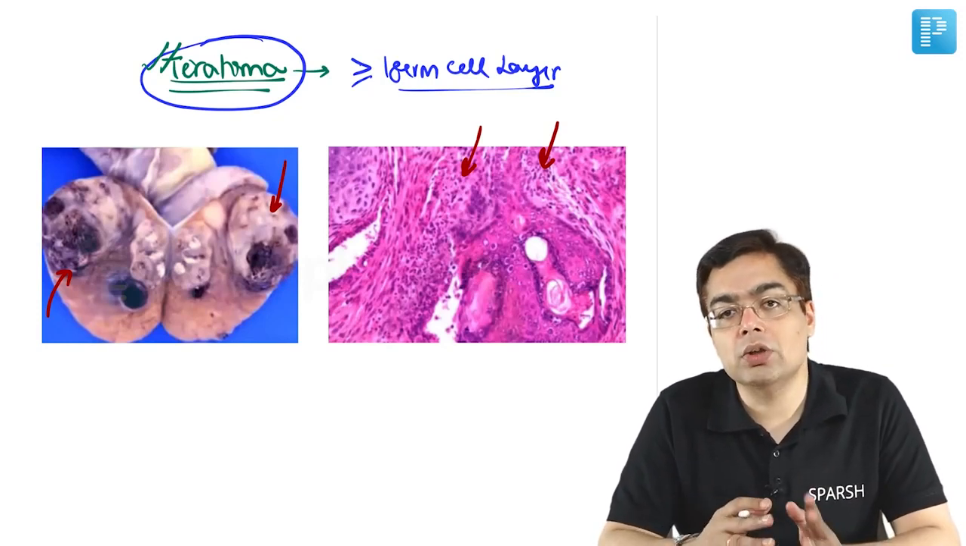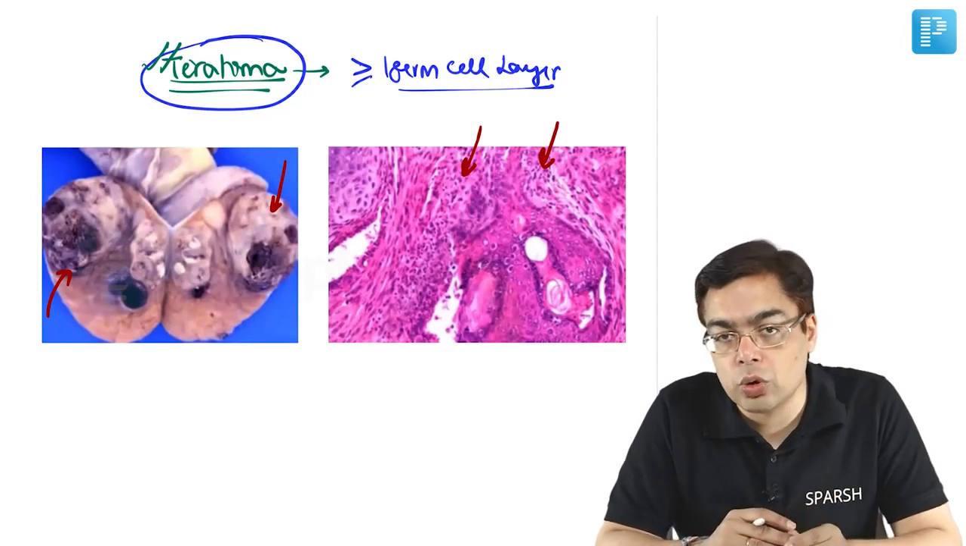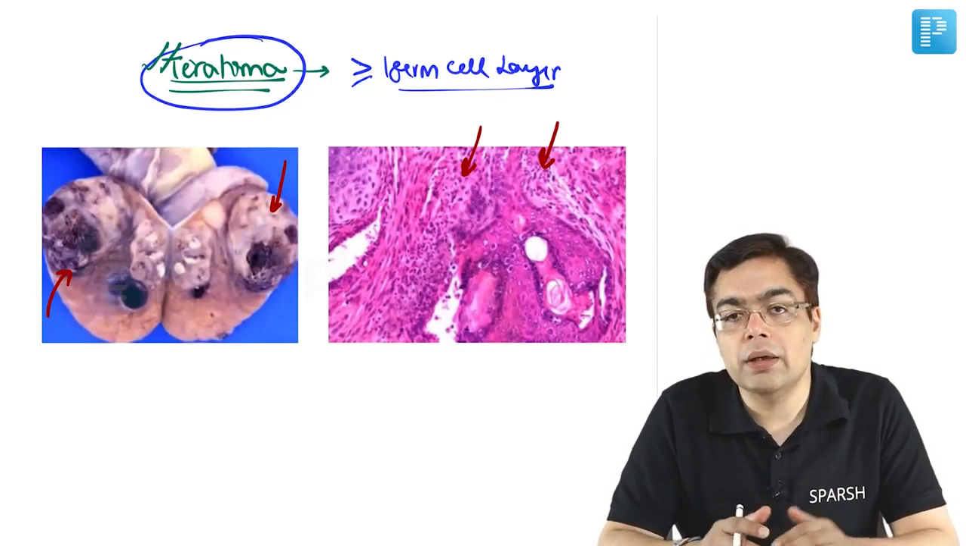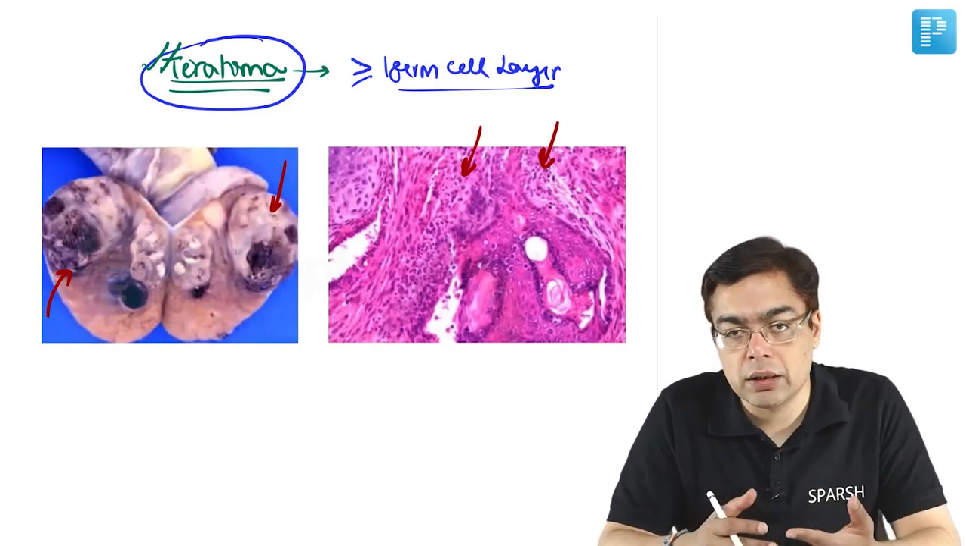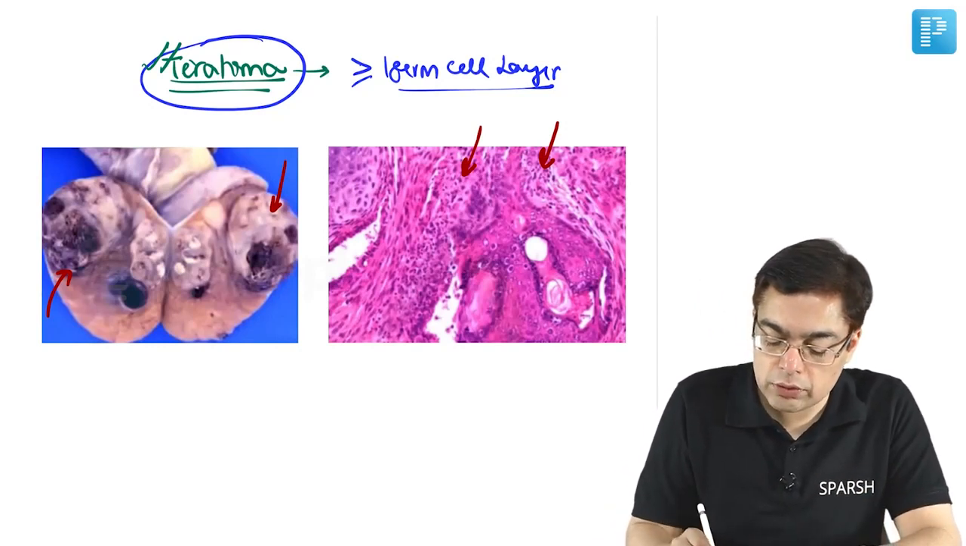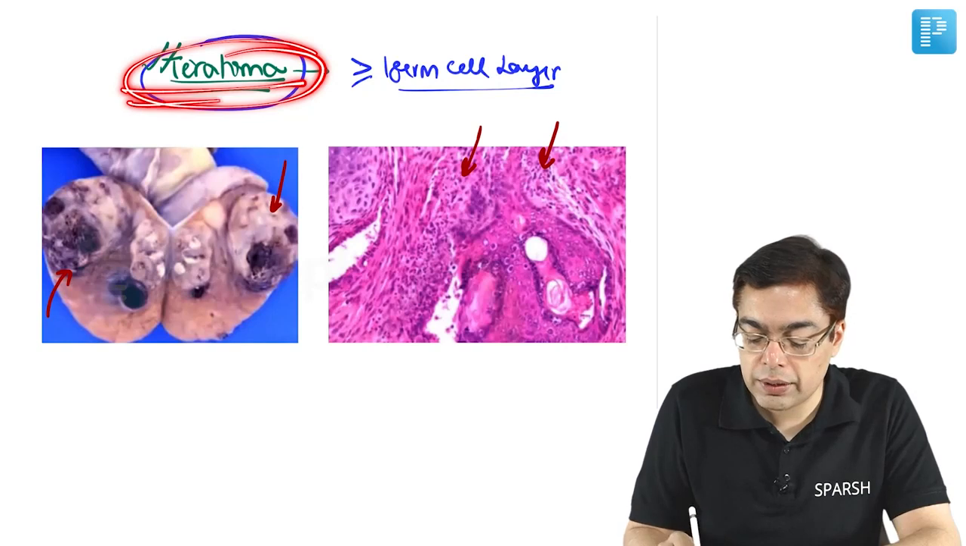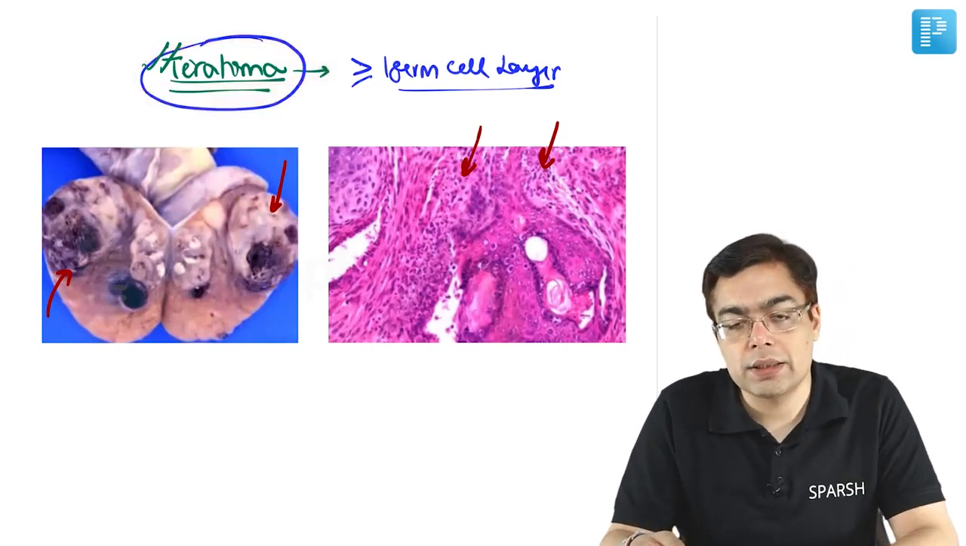So the presence of a heterogeneous mass, or what has a kaleidoscopic pattern in the microscopy, having the presence of the components that I made a mention of to you, all that is suggestive of the fact that the tumor being talked about in the exam happens to be a testicular teratoma.